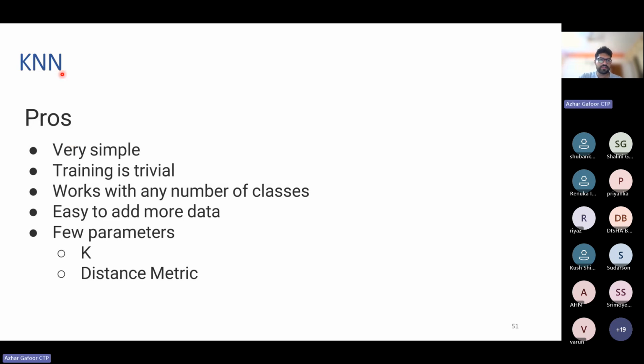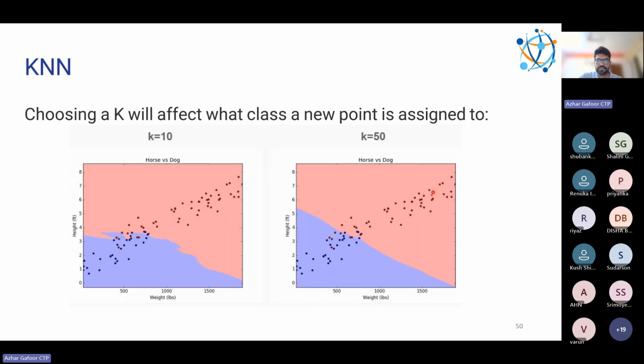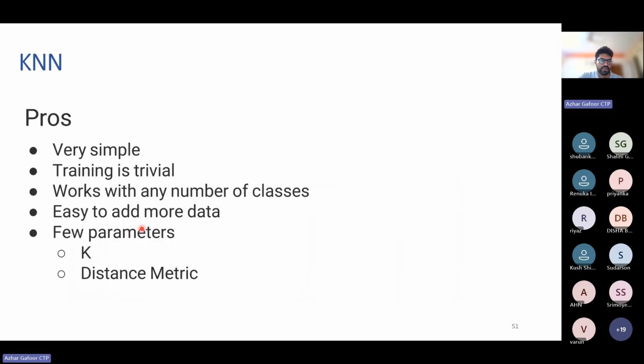So some of the advantages of using KNN are that it's a simple model, the training always converges, and it also works with any number of classes. If we add some more points here, it's not going to affect the overall working of the model. It has very few parameters: only the number K we have to choose and what distance metric we are using.